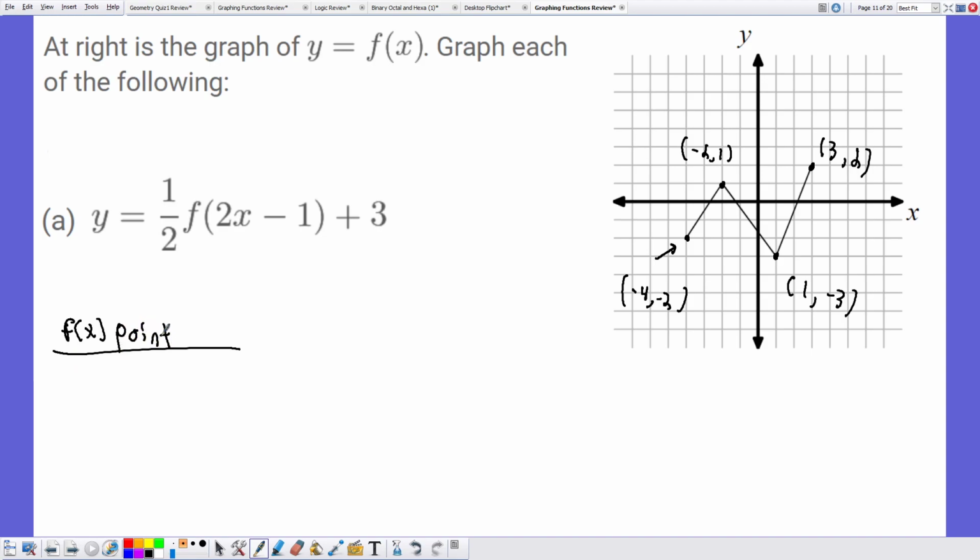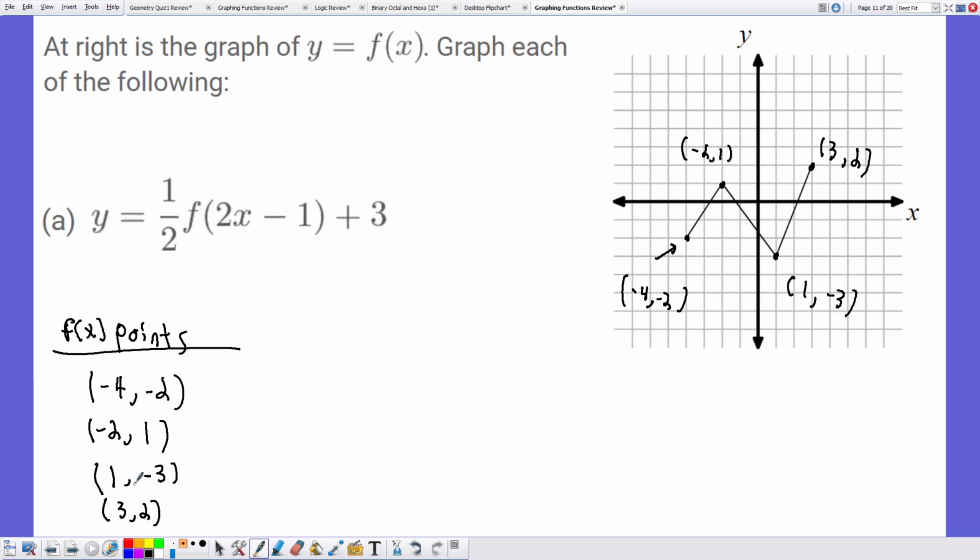There we go. I'm just going to list them out again, and you'll see why in a second. And 1, negative 3, and 3, 2.